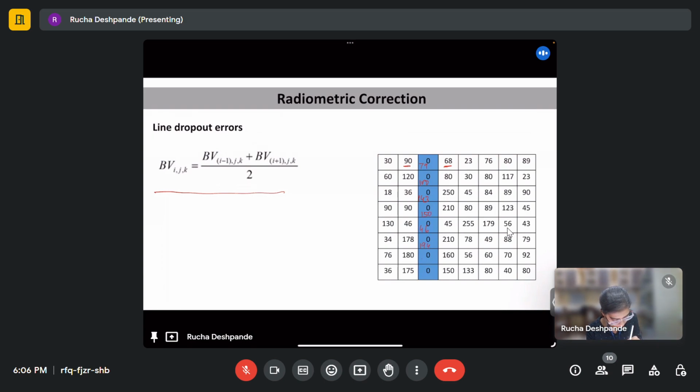Will you please repeat it? 163. Yeah, which one? In that column you have written some values. Where did you get them? Yes, this is the average of the line which is preceding and succeeding the dropout line. Okay. The average is taken so that the line doesn't look too artificial. It looks natural because the neighboring pixels would have similar values. So we take the average of the two.